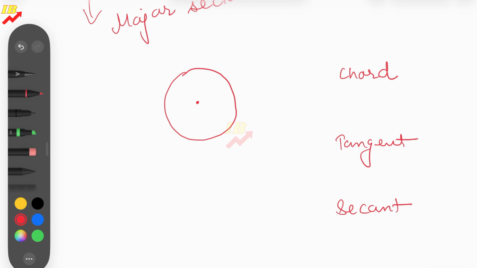So first thing is chord. As I'm saying chord, a chord is a line which passes like this. It should be inside the circle, first thing. Second thing is that it should join, a straight line segment should join, two points of the circumference of a circle.